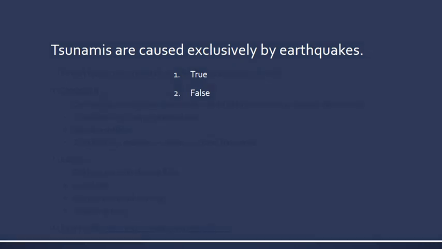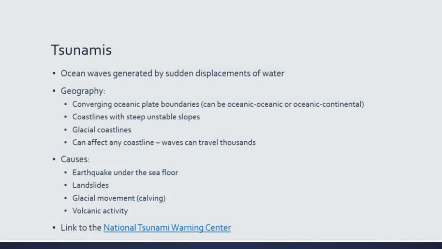That is actually false. Tsunamis are caused by earthquakes under the seafloor. That is definitely true. But they're just ocean waves that are generated by a sudden displacement of water. And so their geography is basically, they can be at plate boundaries where earthquakes are going to occur. So this can be oceanic, continental. That's where you get a lot of your bigger tsunamis, like the Japan tsunami. Also, fault lines underneath the water, that sort of thing.